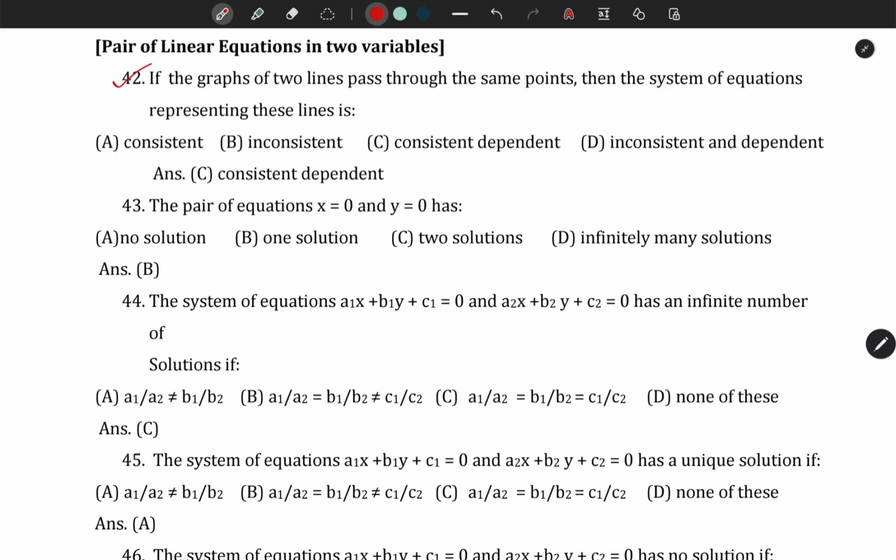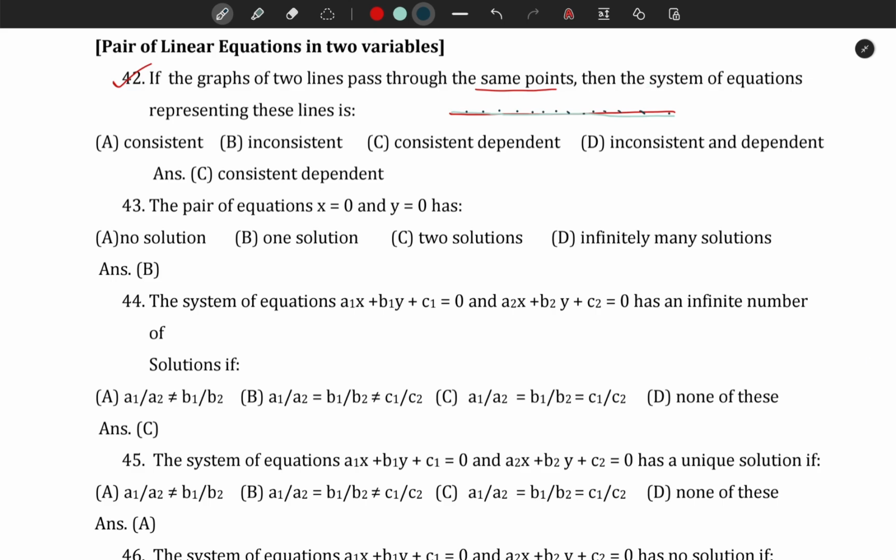What you do, if the graph of two lines pass through the same points, then the system of equations representing these lines is, now when two lines pass through the same point, let's draw, supposing the first line is this one and the second line passes through the same point. That means the two lines are intersecting at many points. So it means the two lines have infinite number of solutions, or the system of equations has infinite number of solutions.